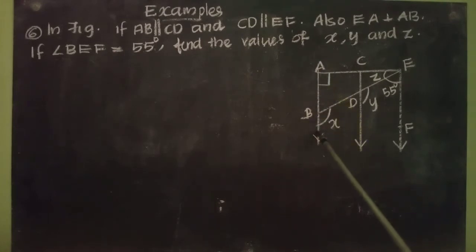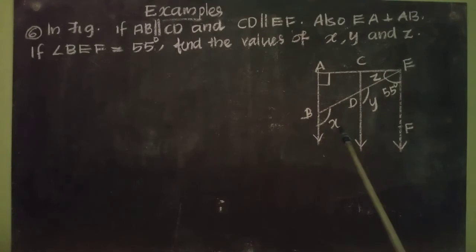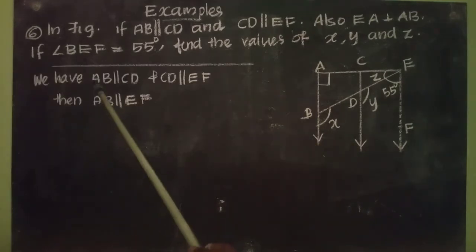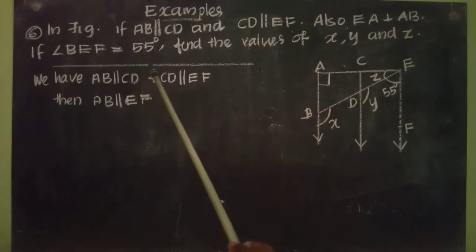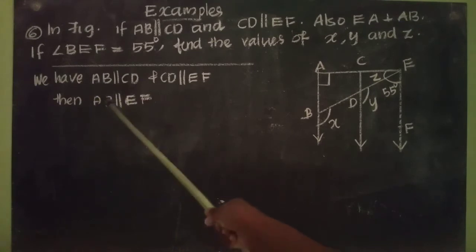This is line AB, this is line CD, this is line EF. This AB is parallel to CD, and again this CD is parallel to EF. Then what about this AB and EF? They are also parallel. Let us write it. We have AB parallel to CD and CD parallel to EF, then AB is parallel to EF.